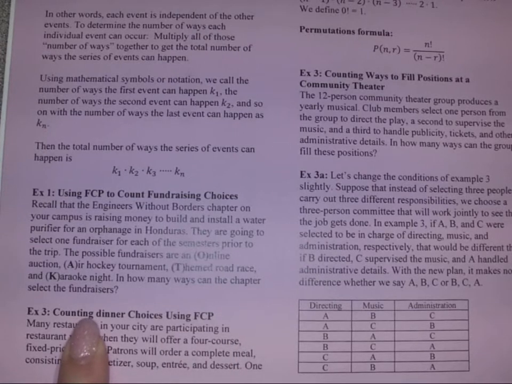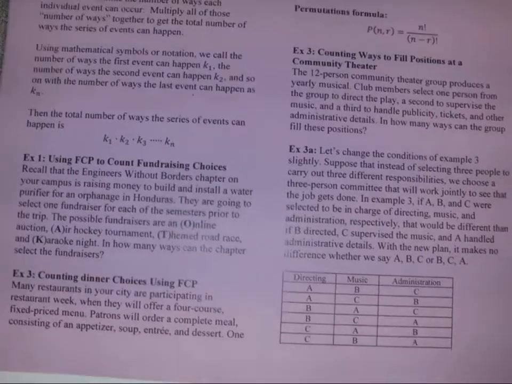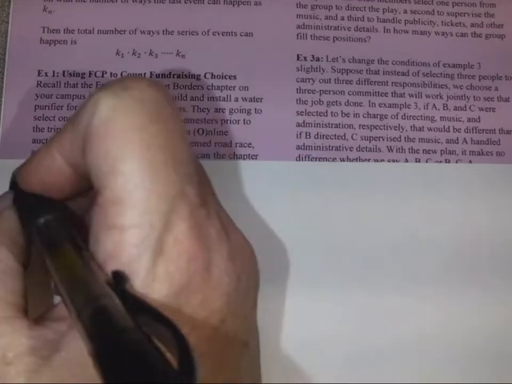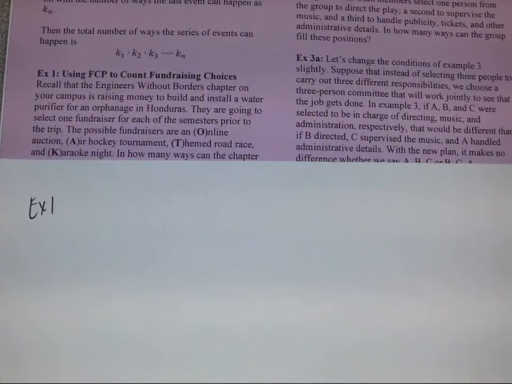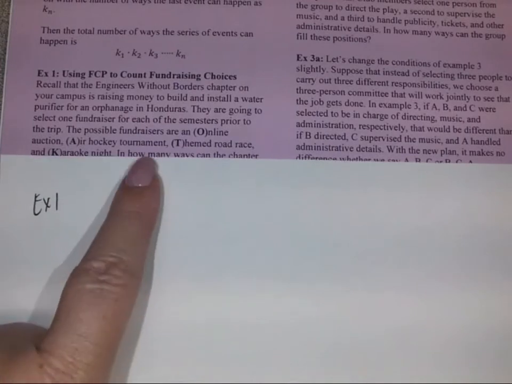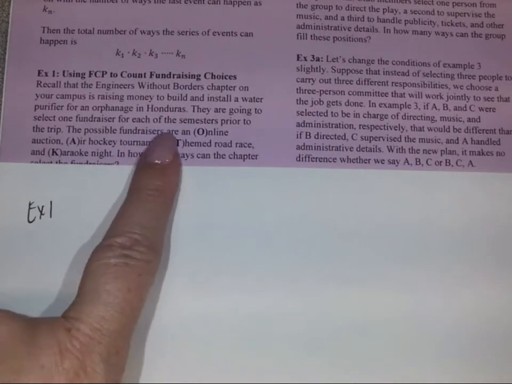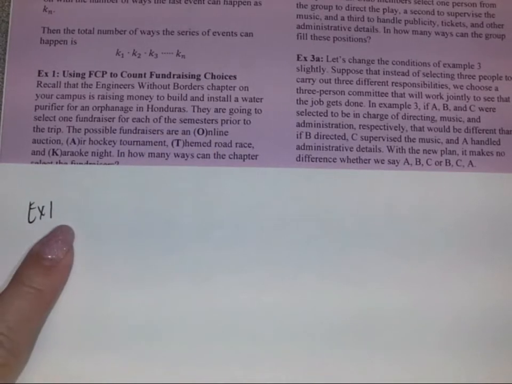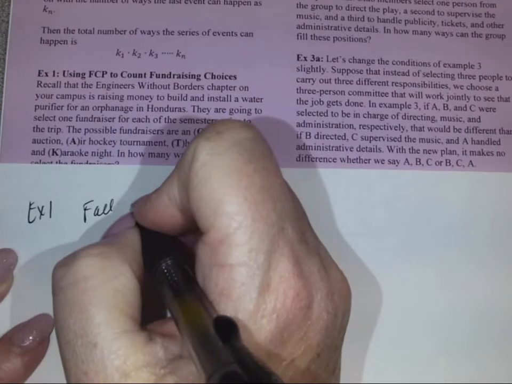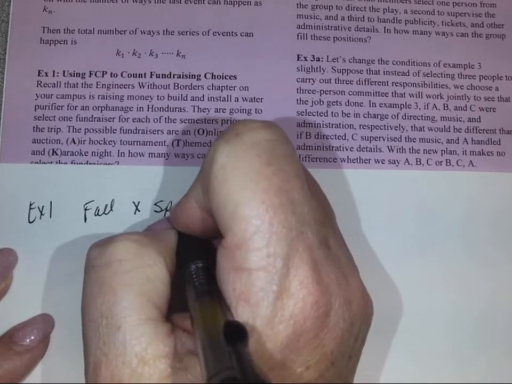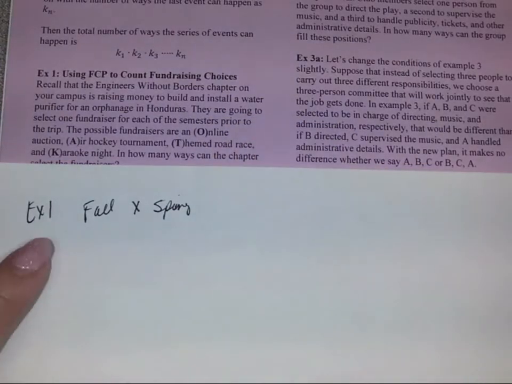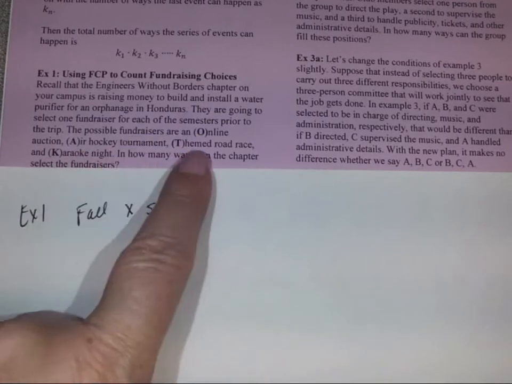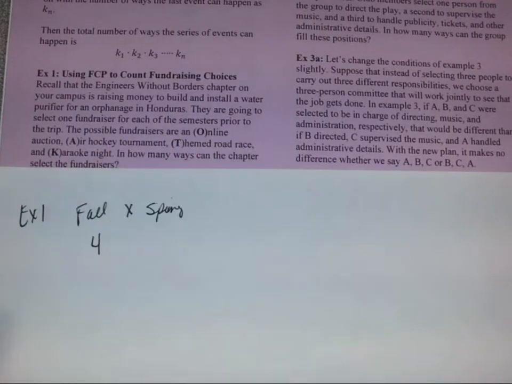So this is a problem that we did in the last section, and we are going to redo it using our fundamental counting principle. So if you remember, they had to choose one in the spring, and they wanted to choose one in the fall. So they're going to choose one for each of the semesters. So how many can they choose for the fall is what we're going to look at. So we're going to do the fall, and we're going to multiply it by the choices in the spring. So in the fall, they have 4 choices. They have the online auction, the air hockey, the themed road race, and the karaoke, which is 4.